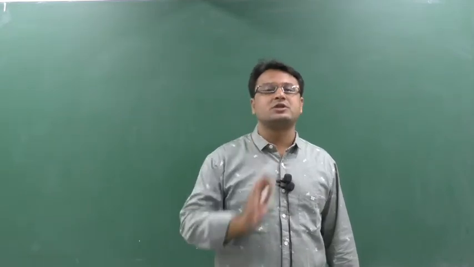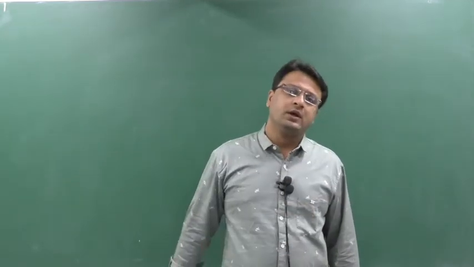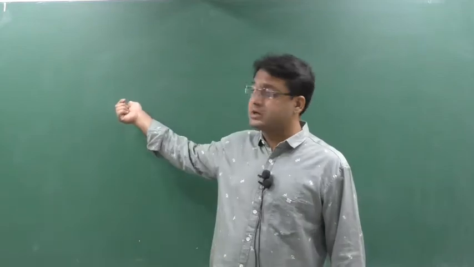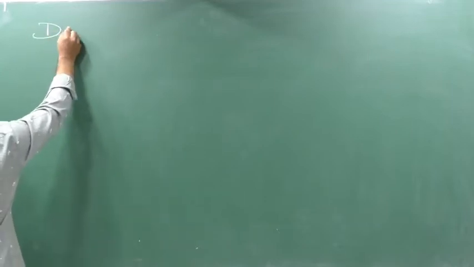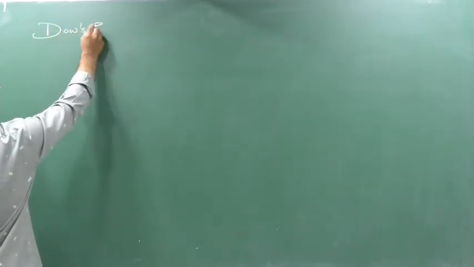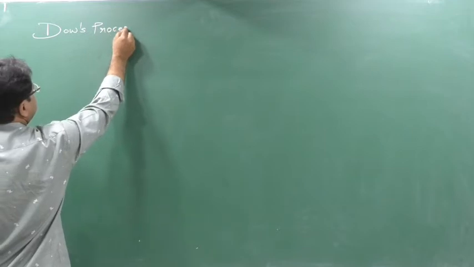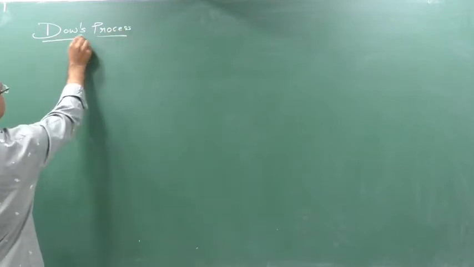In your textbook Dow process is not given, but the chemical reaction is given. So that chemical reaction which I am going to discuss now is nothing but the Dow process. So make a heading: Dow process or Dow's process. It's very easy, so do not worry about it. Okay. So Dow's process.